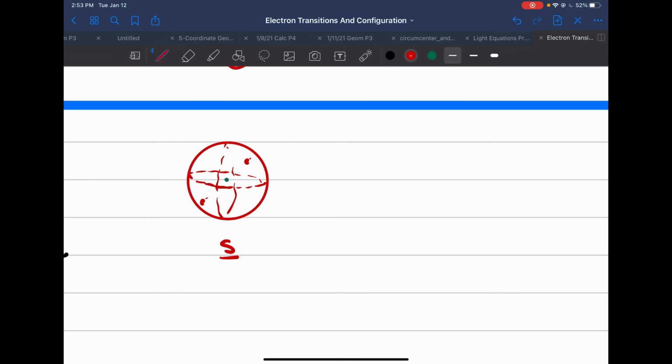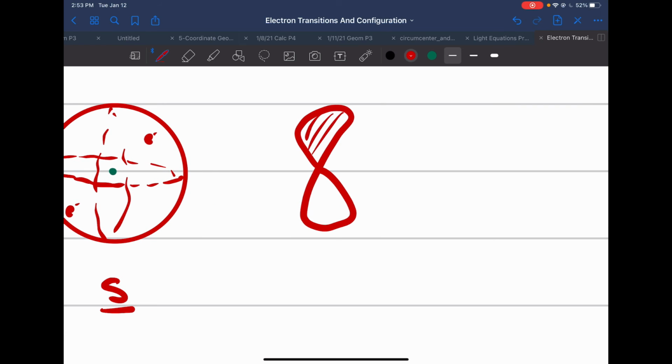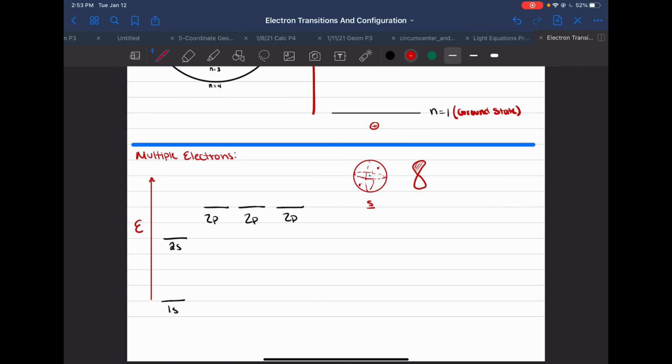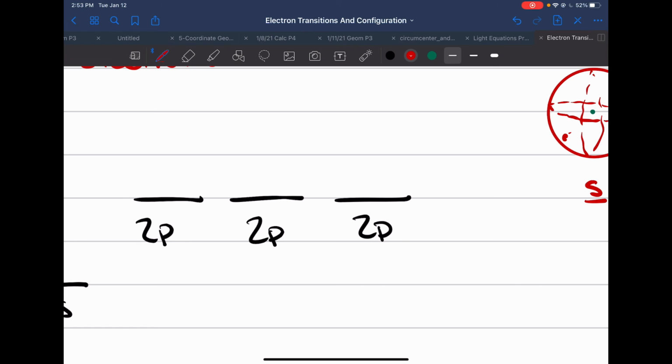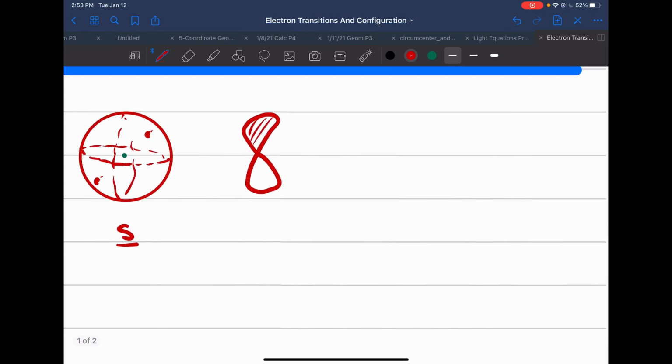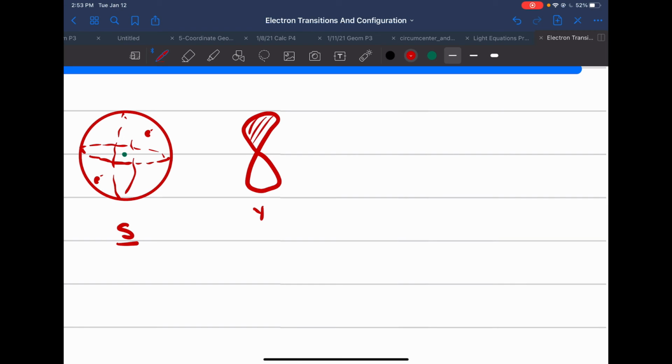A p orbital is what we call dumbbell shaped. It kind of looks like a dumbbell. The reason we have 3 different p orbitals is because we have 3 different dimensions. So we have it in the y dimension, we have it in the x dimension, and then let me redo this one.